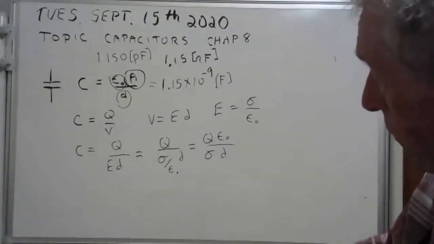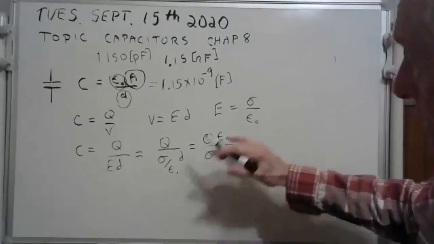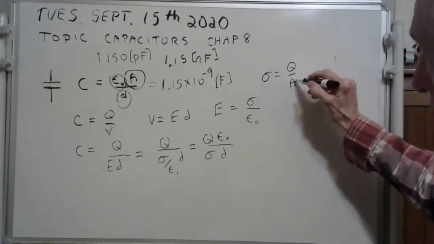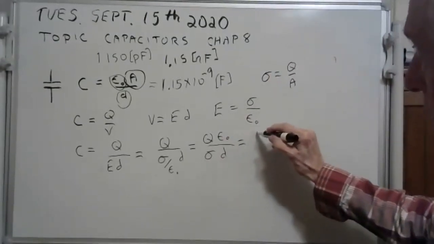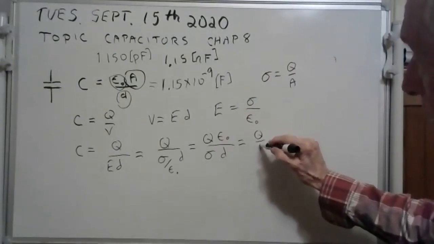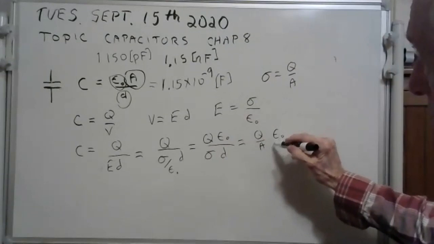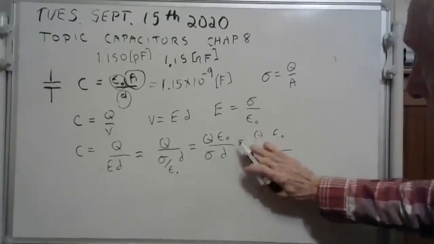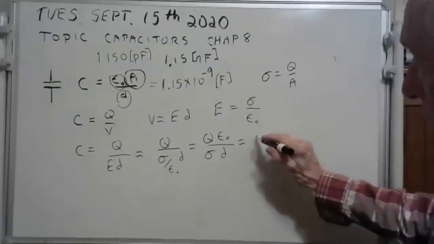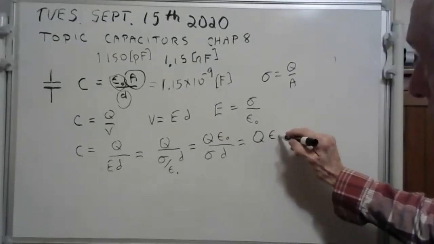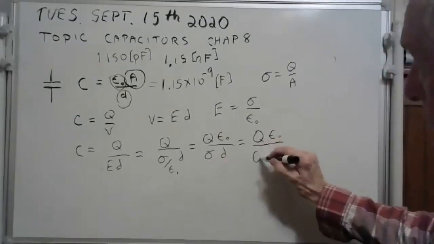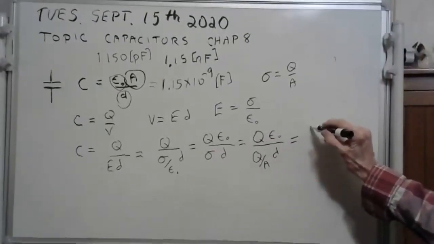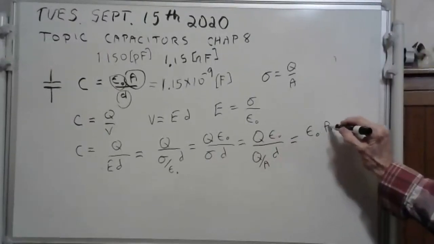Now, try to remember what this sigma is. That is Q over area. It's the charge per area. So let's put that in there. We have the charge per area, epsilon zero. I'll get this right in a minute. We have Q epsilon zero, and then see this here is charge per area. There we go. Hey, look, the Q's cancel, and you're left with epsilon zero A over D.